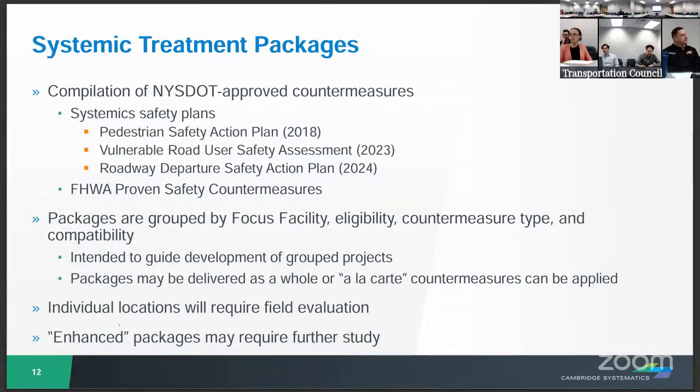I do just want to note too that these individual locations, even though we've identified these focuses, will still require some field evaluation. But I think we're really helping steer you in the right direction. We've also identified some enhanced packages too, and we're noting where there are additional warrants or considerations that may be needed for those.